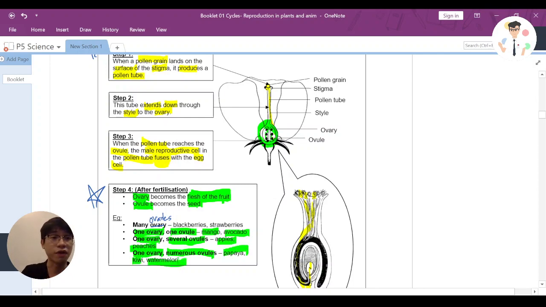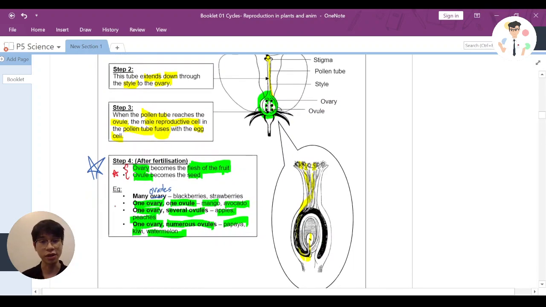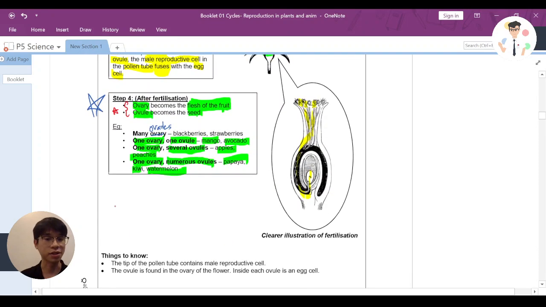Again, it's very important to take note of this part. You must know this, because there will be questions asked from here. Just a clear reminder again: the tip of the pollen tube contains a male reproductive cell, and the ovule is found in the ovary of the flower, and inside each ovule is an egg cell.